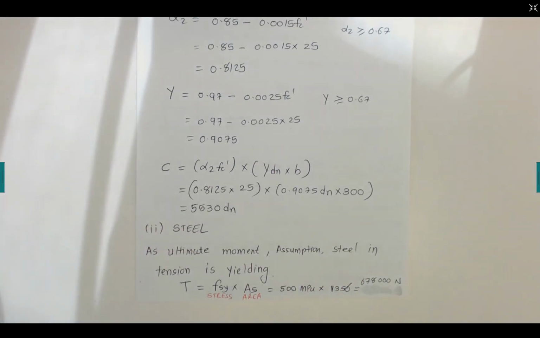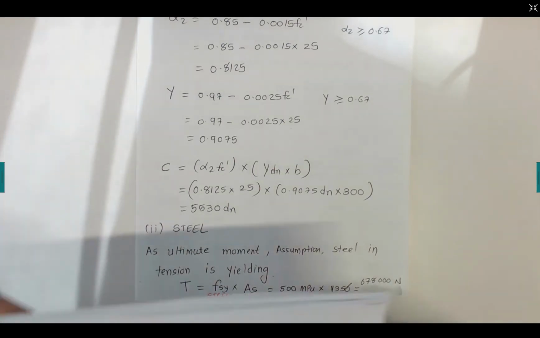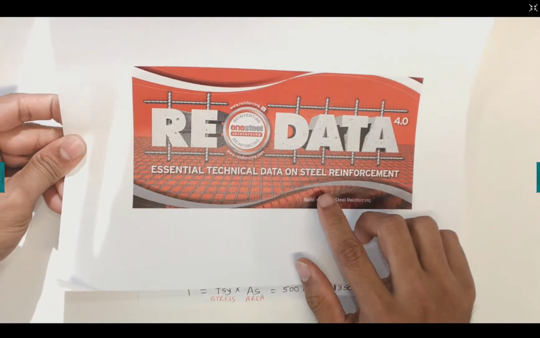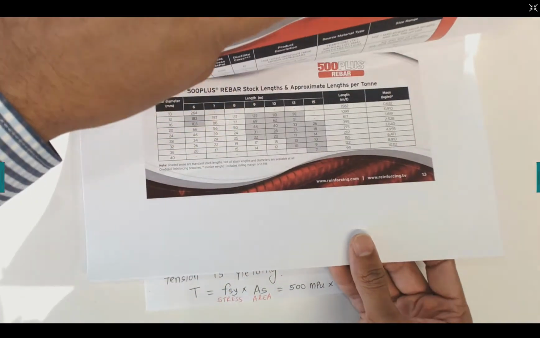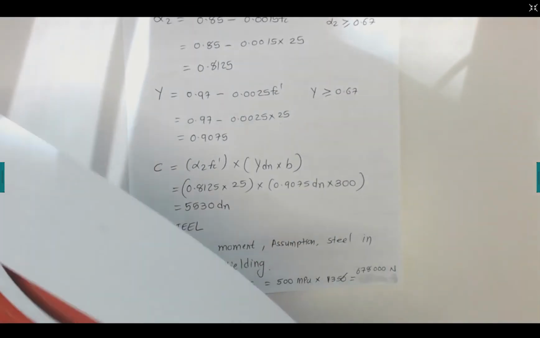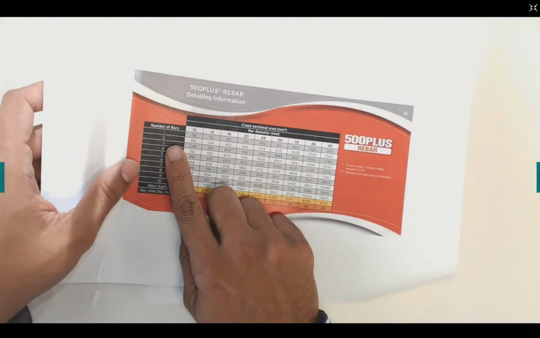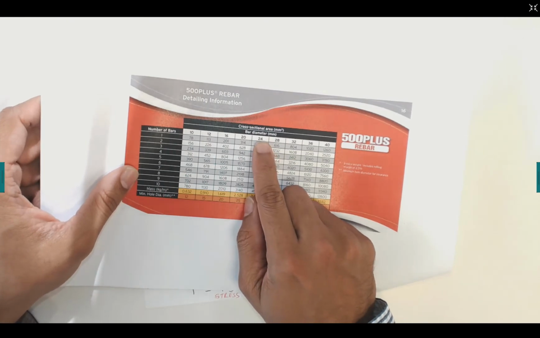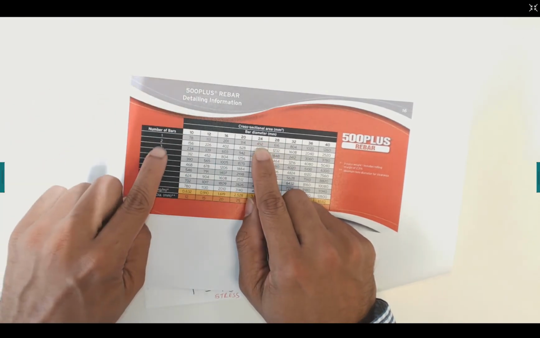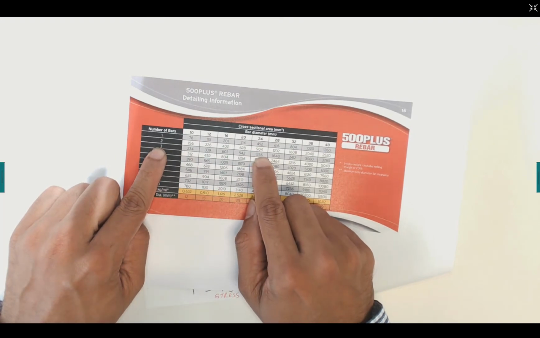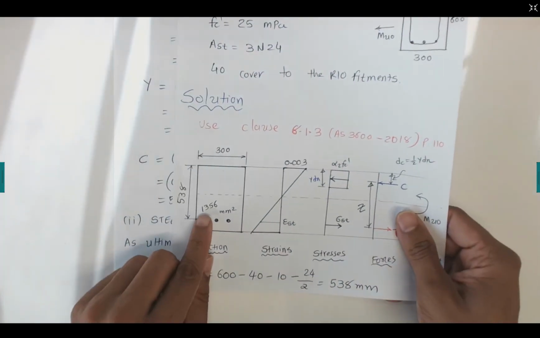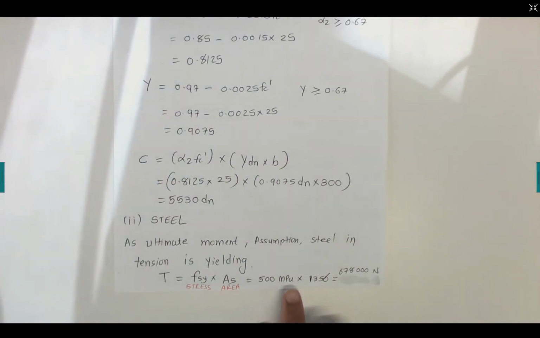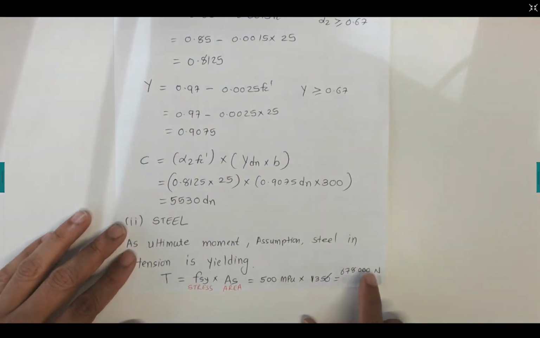So we have a document here that will give us the detail about this Rio data. If you flip some of the pages, you will see that if you are using the N24 bars, it has a number of 1356 millimeter square as the area. So that is 1356 millimeter square is the area. I also use that 1356 millimeter square area here. So multiplication gives this number, 67800 newtons.